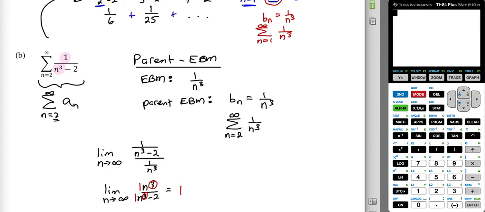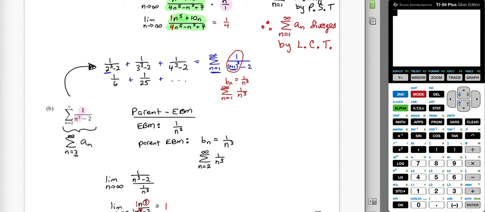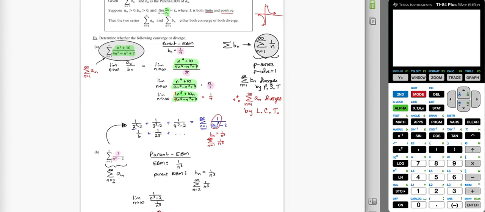So the limit exists, conditions are met, right? We have positive functions, I believe. If you plug in a 2 for n, you get something positive. You plug in a 3, you get something positive. If it's less than 2, then you get a problem, but that's irrelevant. All right, so we have all the positivity that we need. 1 over n cubed is positive for the values of n that are greater than or equal to 2. And the limit is finite and positive. So we're good there.